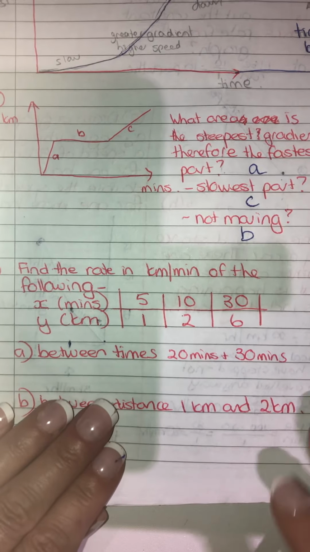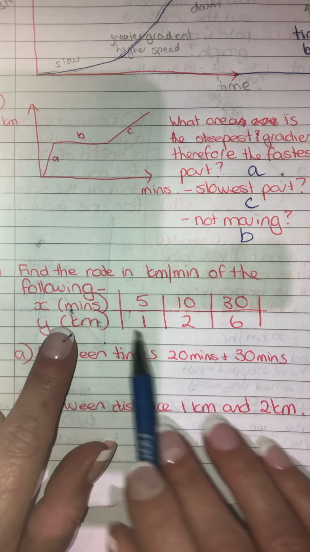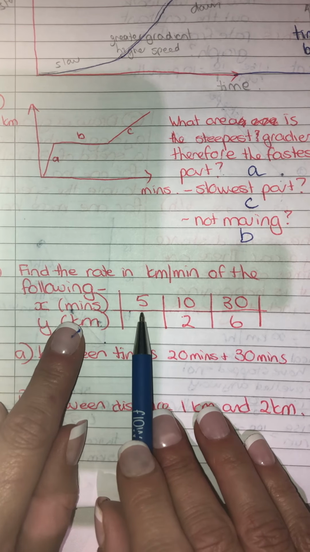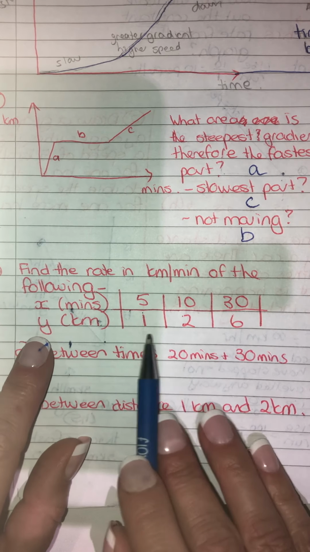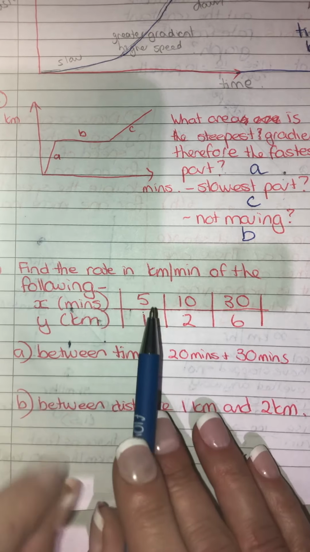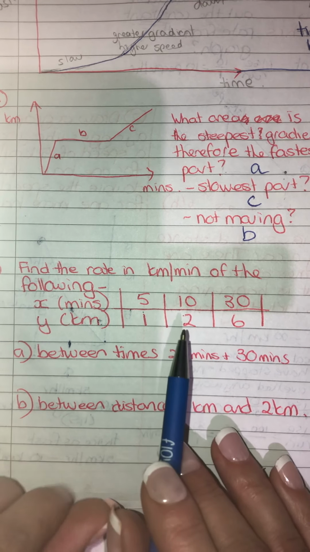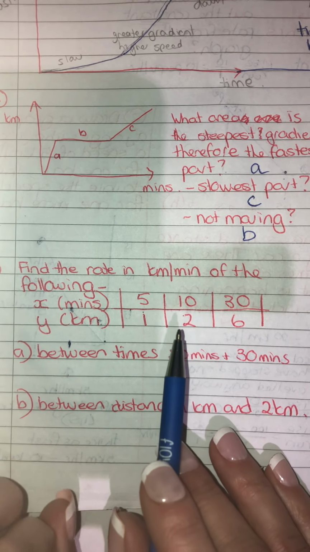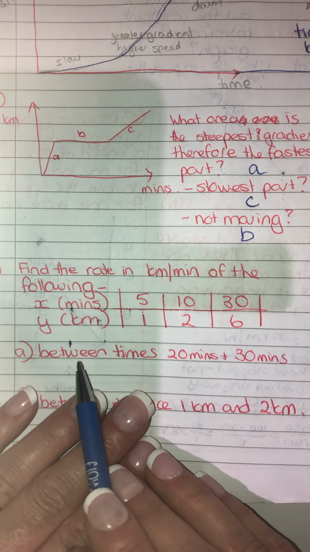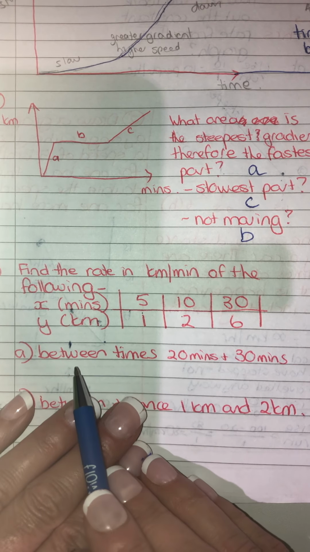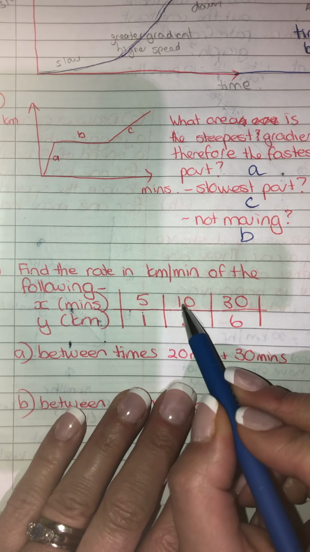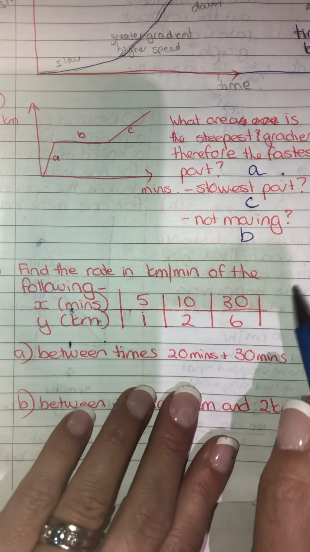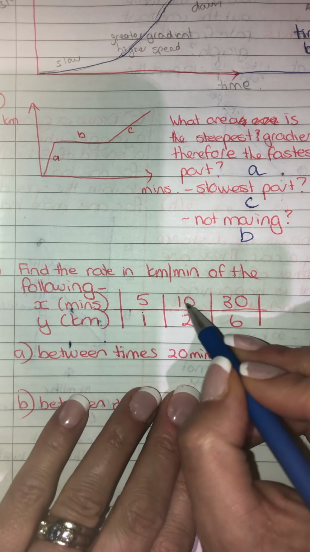Find the rate in kilometres per minute of the following. So the minutes are along the bottom, 5, 10, 30. The kilometres are up the y-axis, 1, 2, 6. Now, this we want to do without using a graph. So try and follow with me without drawing the graph. Okay, we want to know the kilometres per minute between the times 20 and 30. Now, we have the times 5, 10. We don't have 20. Okay, so we're going to think about this.